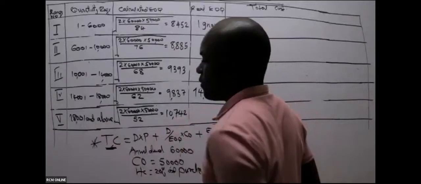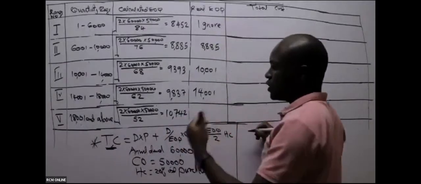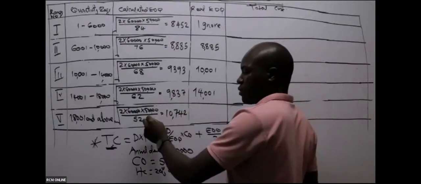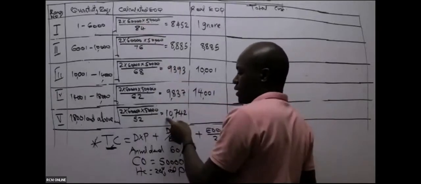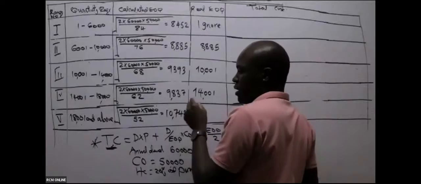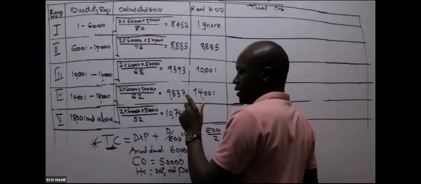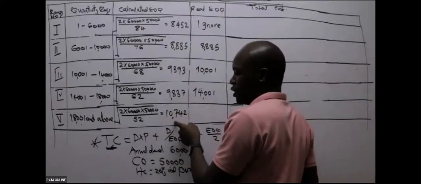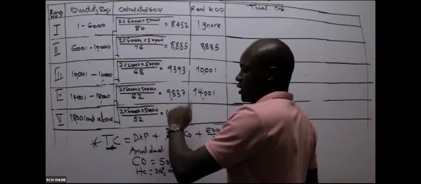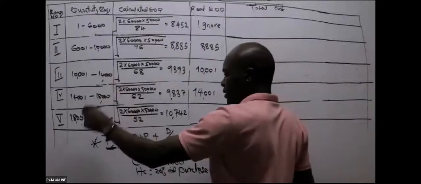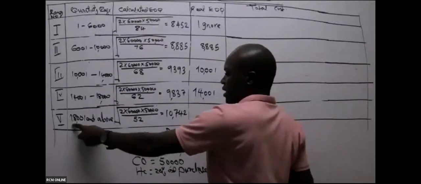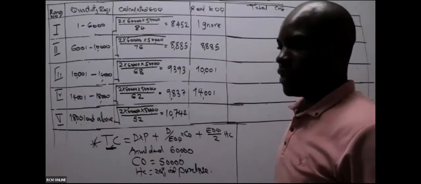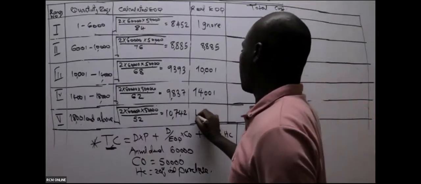Let's go to number 5. For us to make an order, the calculated quantity is 10,742. I must order something that is either equal to this or above this, but not below this. For me to be able to enjoy the discount, I must order at least 18,001. So please advise, 18,001.